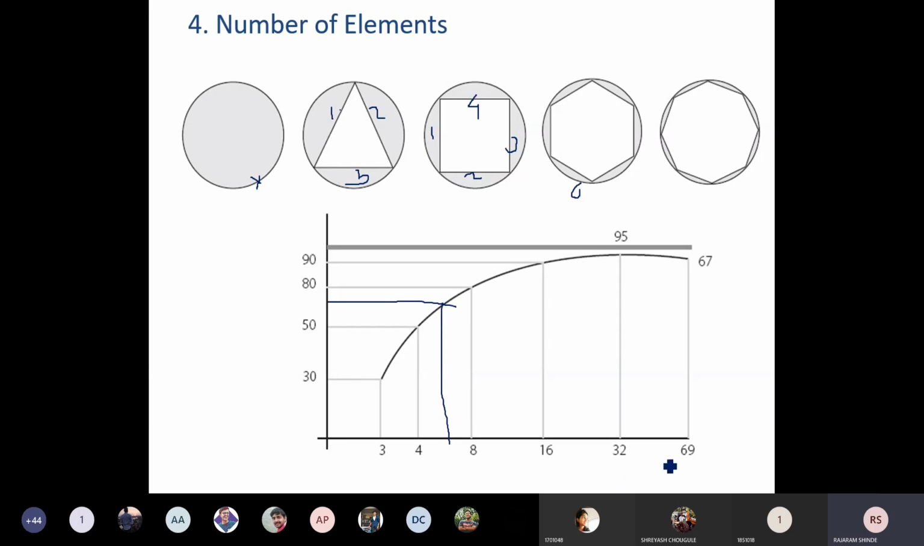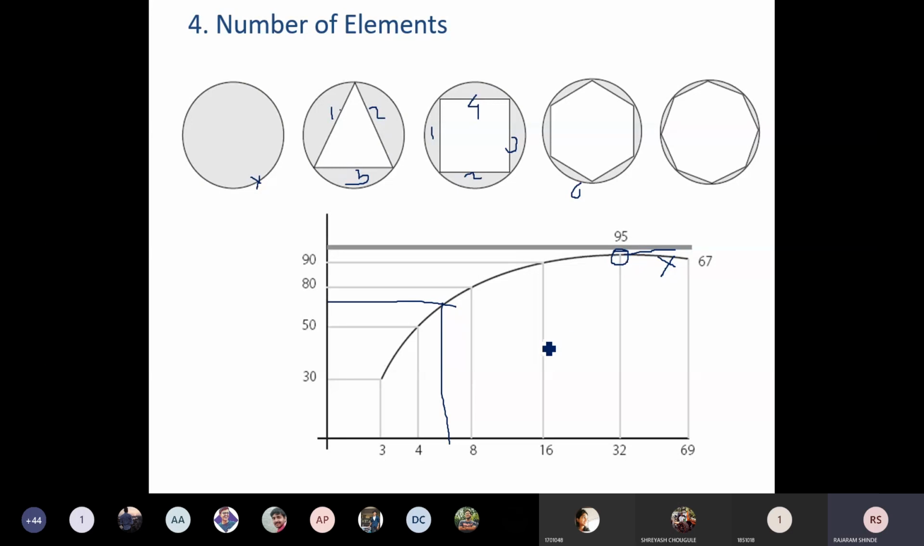That means after 32, if you observe the accuracy of the result, it will not be improved, it will not change. Okay, it may even decrease. Do you agree with this? That means you have to stop increasing the elements after this location.